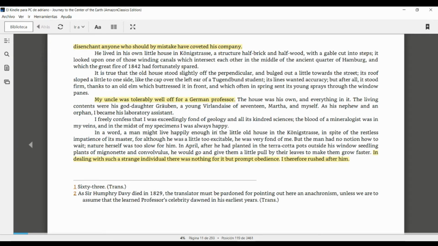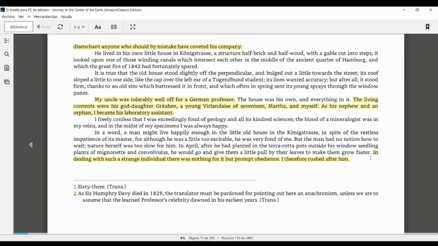And using this description, it comes back to the narration, using Alex as part of the description. "The living context were his goddaughter and myself. As his nephew and orphan, I became his laboratory assistant." So we can see how he shifts from description to action.